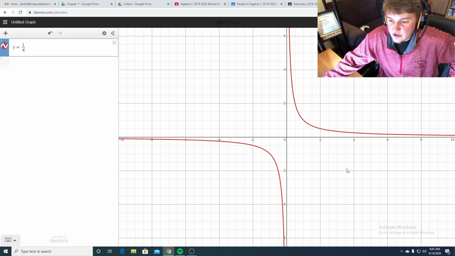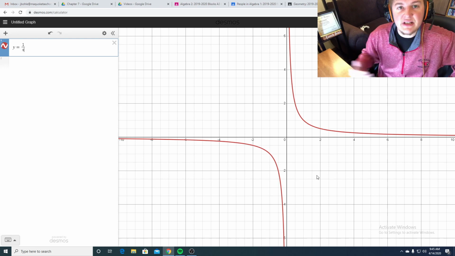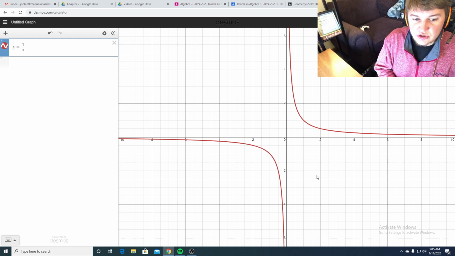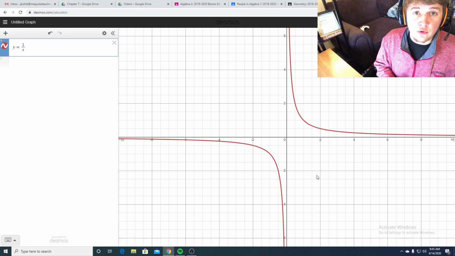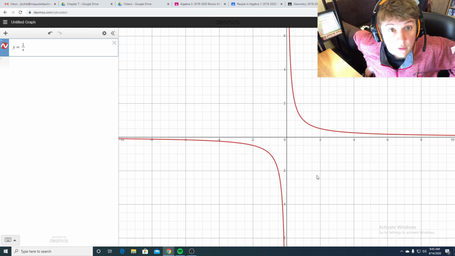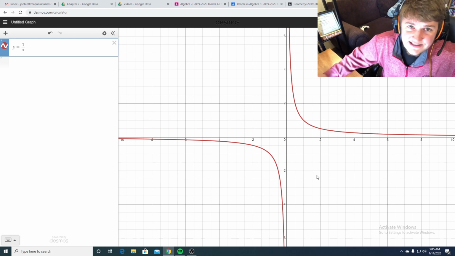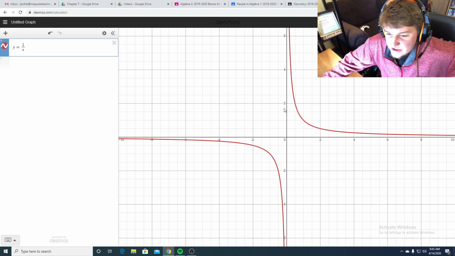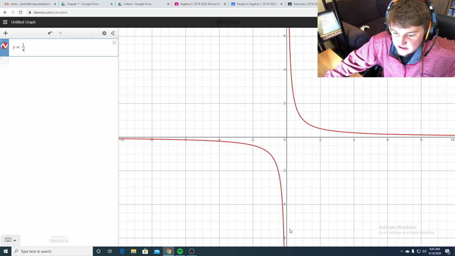Let's talk about the domain and the range. The domain, for example, is all real non-zero numbers. That means it's all the real numbers except for the number 0. Let's talk about y not 0. Let's look at x is 0, which is this vertical y-axis. That's where x is 0.